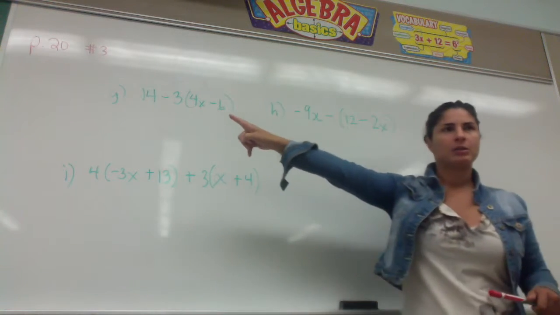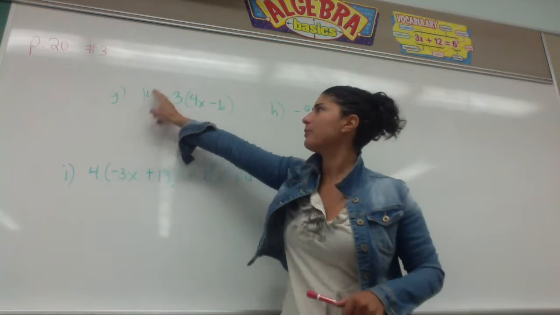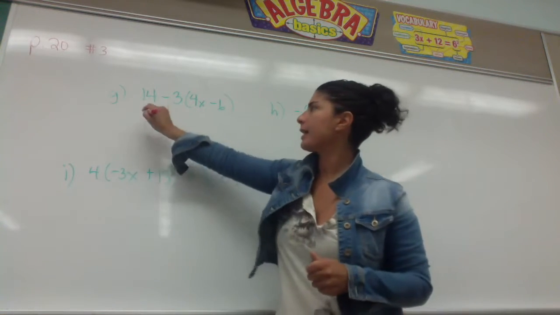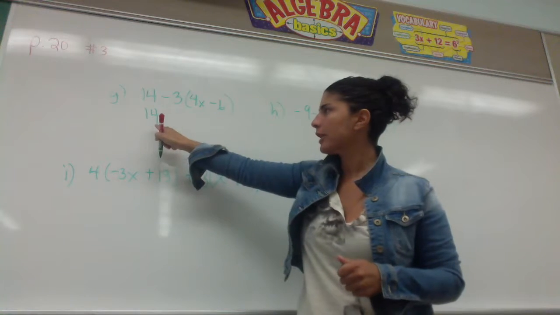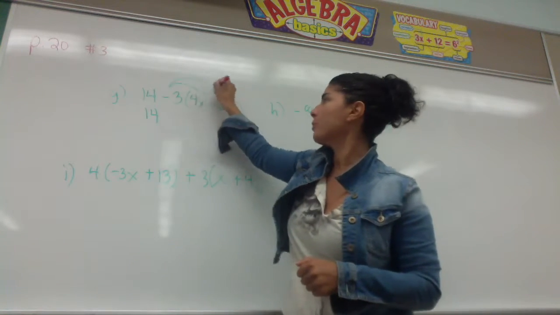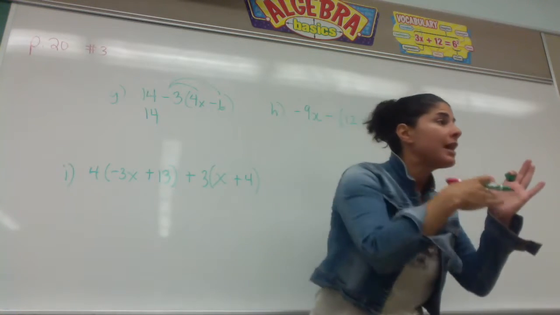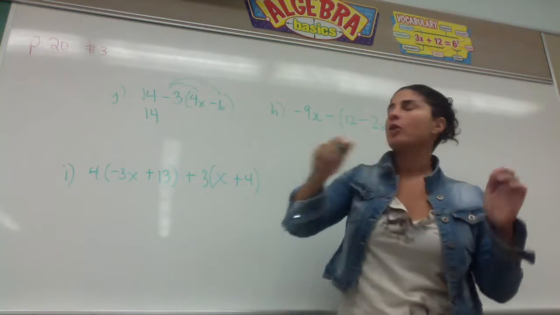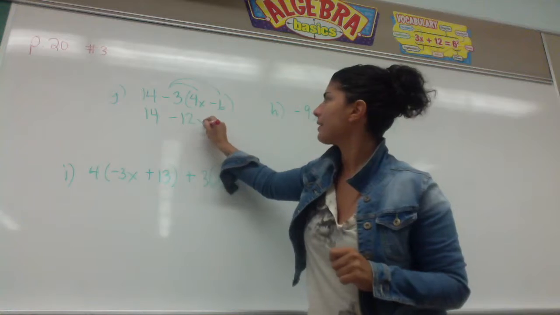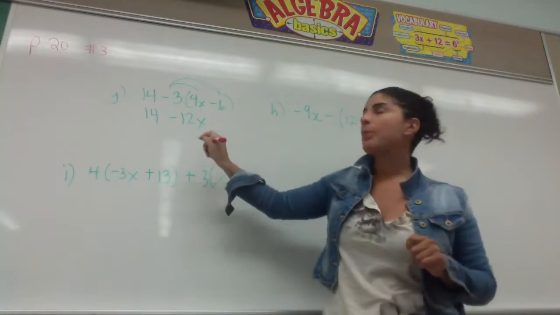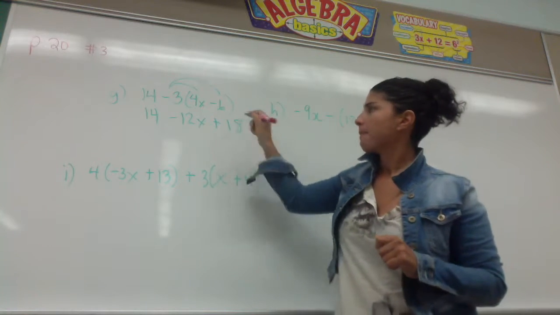Look at G. Again, is the 14 going to be distributed? No. The 14 just comes down for a second. 14, wait patiently, don't move while I distribute the -3 to the 4. You're allowed your calculator. -3 times 4 is -12x. -3 times -6 is a positive 18.